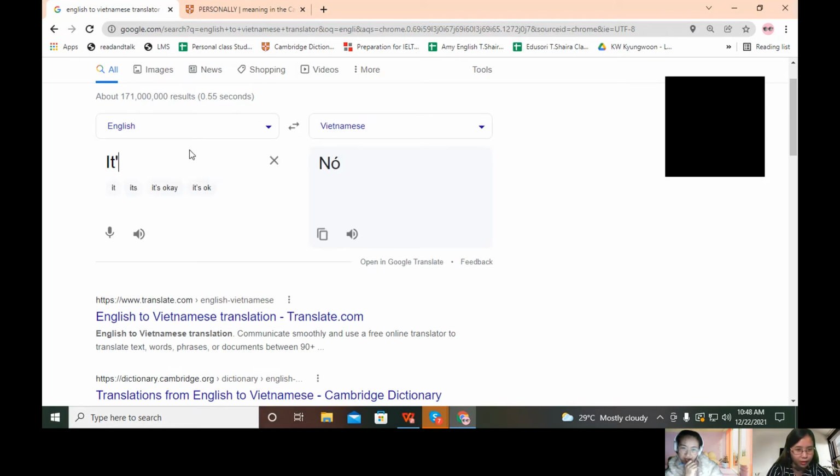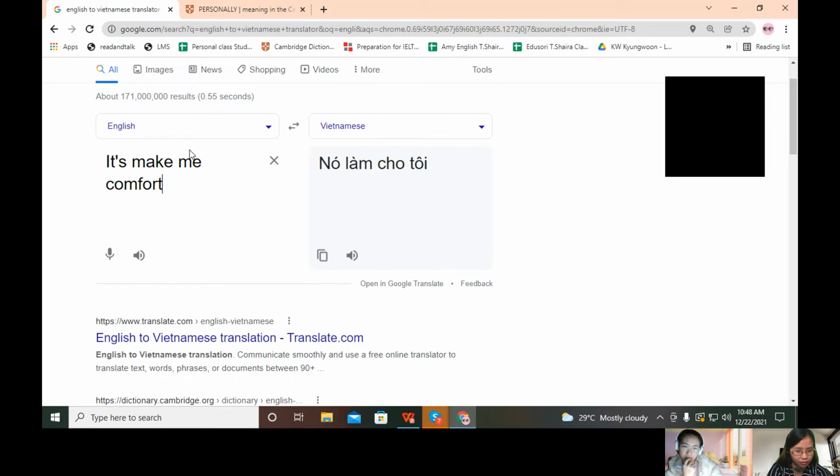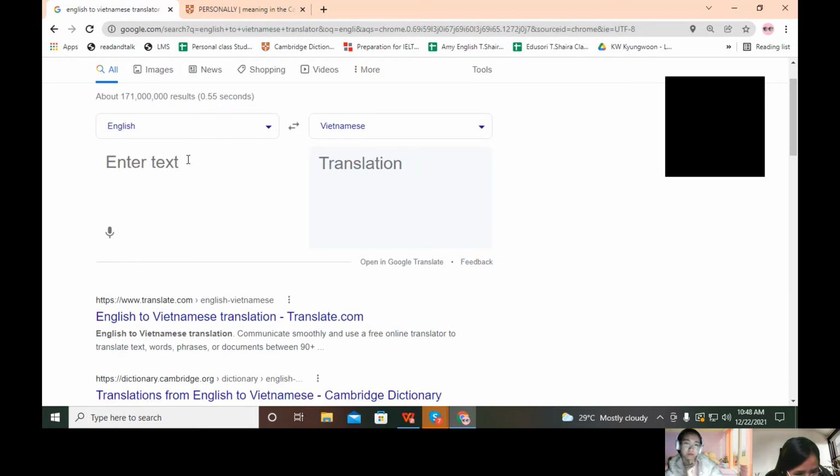And also this one, next. It's, this make, one more time. It makes me comfortable. Very good. See, it's a little hard, right? I always hear it's with a verb that doesn't have the letter S, so it should be makes it. It makes me comfortable.